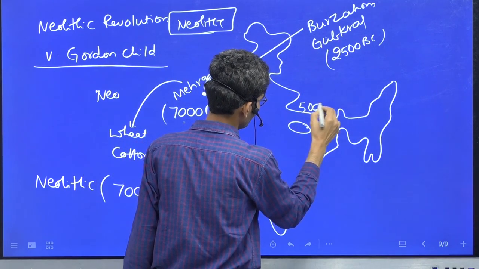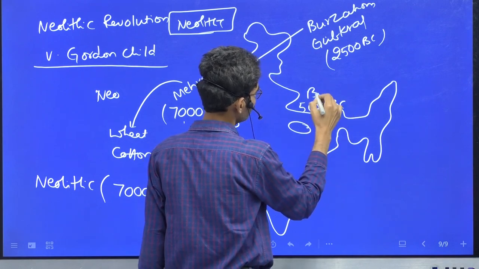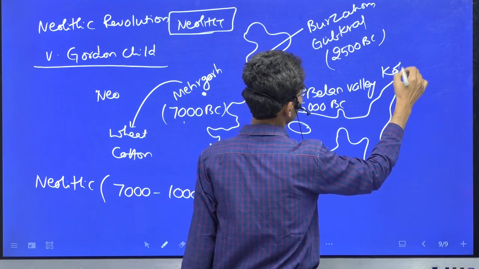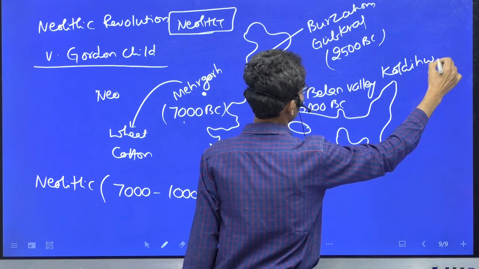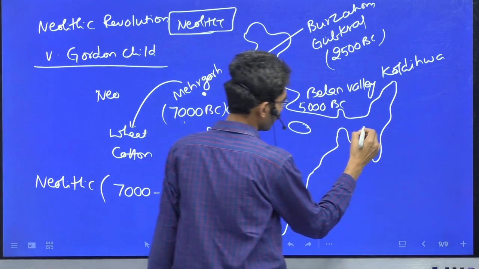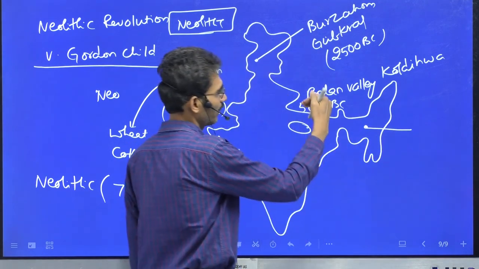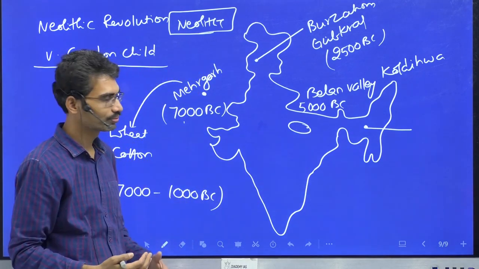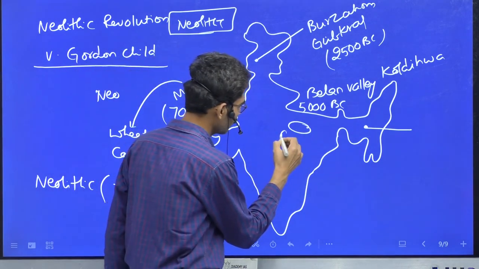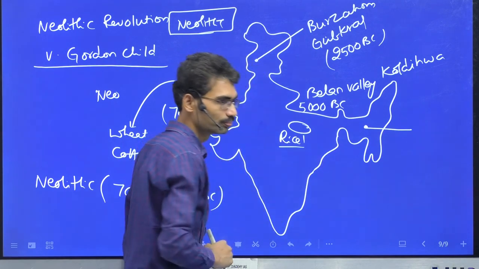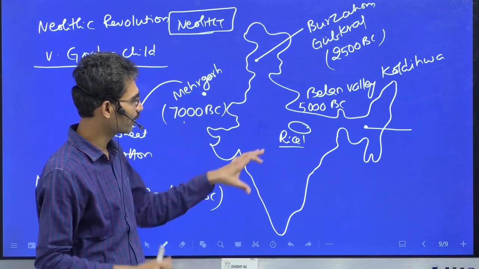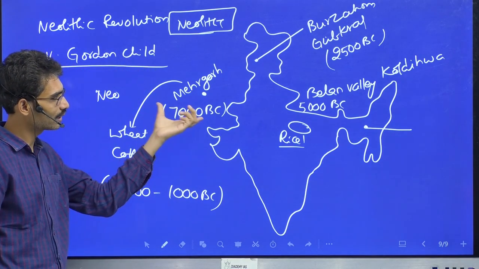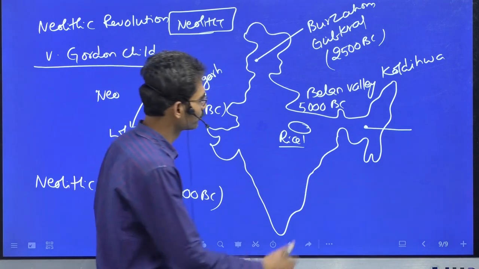Here, around 5000 BC, Belan Valley, like Koldihwa. Here, it is having the Mesolithic age itself, they started life, and it is also the place where rice was grown for the first time. Rice for the first time in the Indian subcontinent in this location. Cotton, wheat for the first time in the Indian subcontinent in this location.